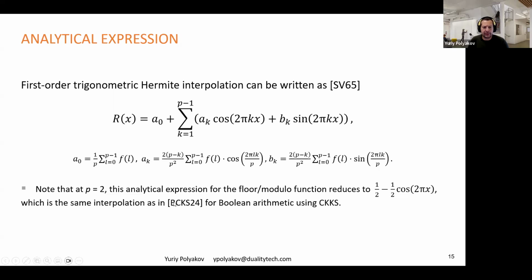But something to note immediately is that if we plug in the plaintext modulus of 2 into this interpolation expression, we'll get the well-known function. Well-known meaning this function was used in the Asiacrypt 24 paper, where Boolean arithmetic using CKKS was proposed and developed. This particular function gives us the floor modular function. So it's a very special case: for p equals 2, we get a result known from the prior Asiacrypt work.